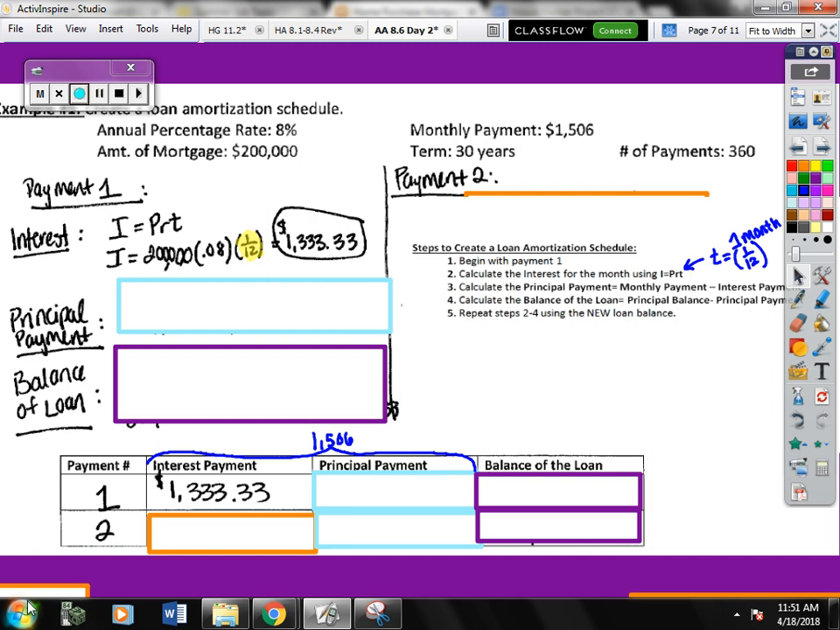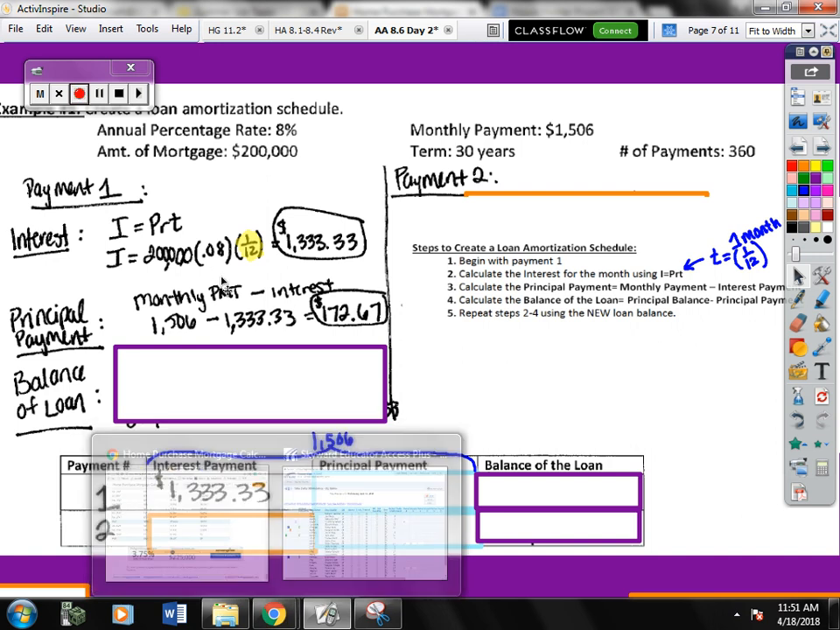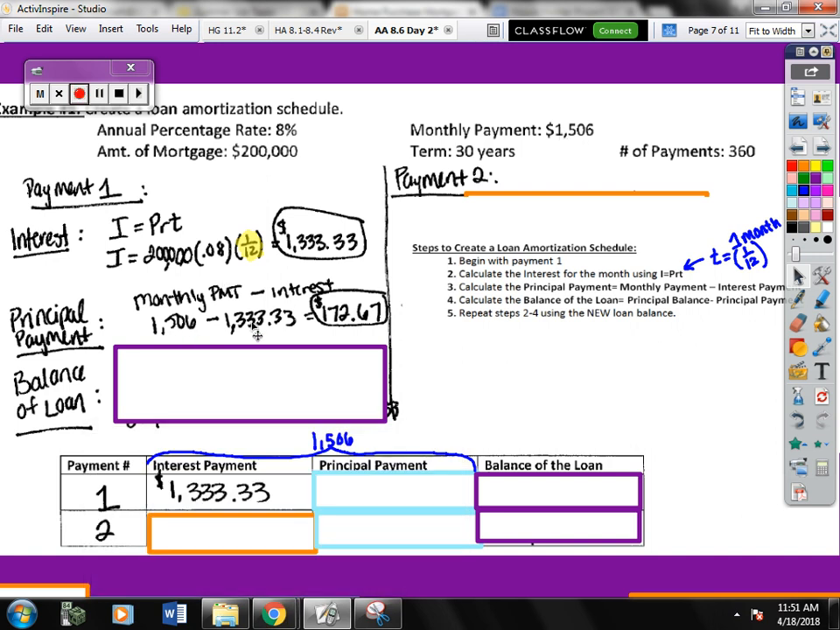Now the principal payment, to figure out how much money is going to principal, remember these 2 numbers have to add up to $1,506. So all you have to do is take the monthly payment and subtract the interest. The monthly payment was given to us up here, $1,506, and we're subtracting what we just calculated as the interest. Again, we're figuring out how our money is dividing up. Where's it going? We should get $172.67, which will go in our second box.